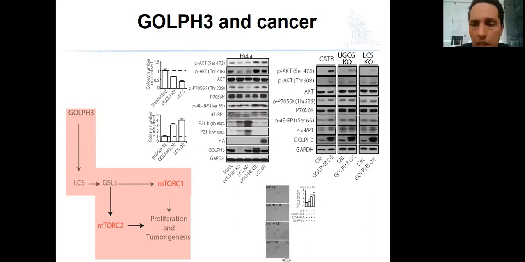This is true not only in signaling, but also in terms of growth, because if you take a knockout cell line for lactosylceramide synthase and you give GOLPH3, nothing happens to proliferation. But in order to restore proliferation in this cell line, you need to give back lactosylceramide synthase or another oncogene like RAS, valine 12. So whatever I told you in this experiment can be simplified by this cartoon on the left side, where GOLPH3 through lactosylceramide synthase promotes the production of glycosphingolipids that, via mTORC1 and mTORC2, promote proliferation.